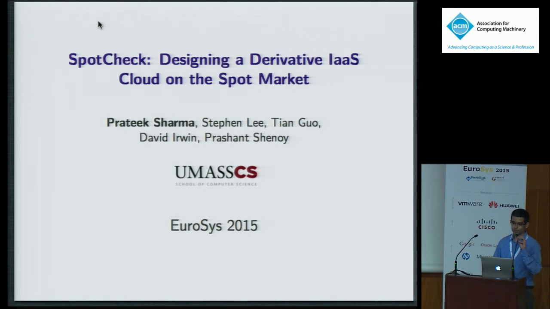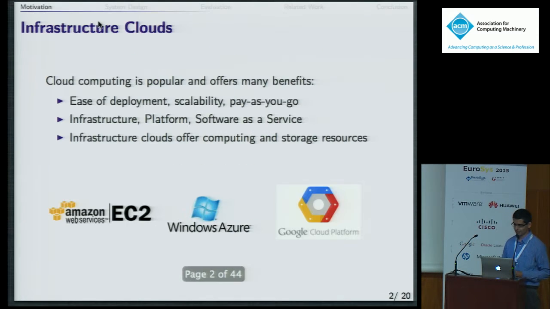My name is Prateek Sharma. I'm here to present our paper, SpotCheck: Designing a Derivative Infrastructure-as-a-Service Cloud on the Spot Market. This is joint work with Stephen Lee, Tian, David Irwin, and Prashant Shenoy, and we are all from UMass Amherst.